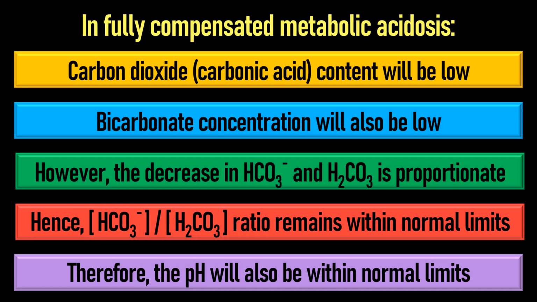In fully compensated metabolic acidosis, carbon dioxide content is low, bicarbonate concentration is also low. However, the decrease in bicarbonate and carbonic acid is proportionate, and bicarbonate carbonic acid ratio remains within normal limits. Therefore, the pH will also be within normal limits in fully compensated acidosis.